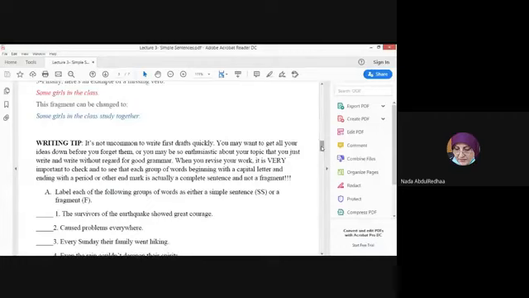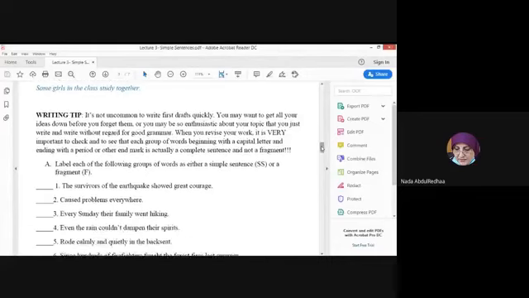But when you revise your work, when you write it for the second time, it is very important to check that each group of words beginning with a capital letter and ending with a period or other end mark should be what? These things that start with a capital letter and end with a full stop should be a complete thought and not a fragment.